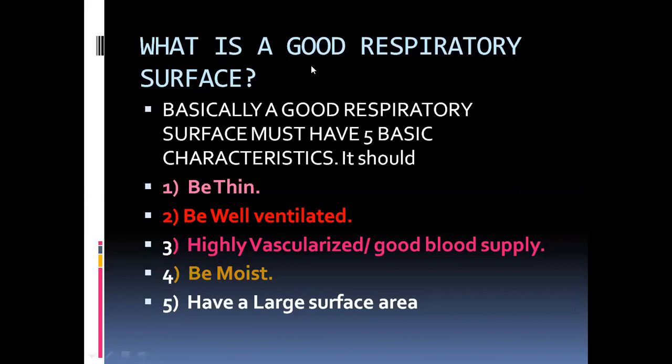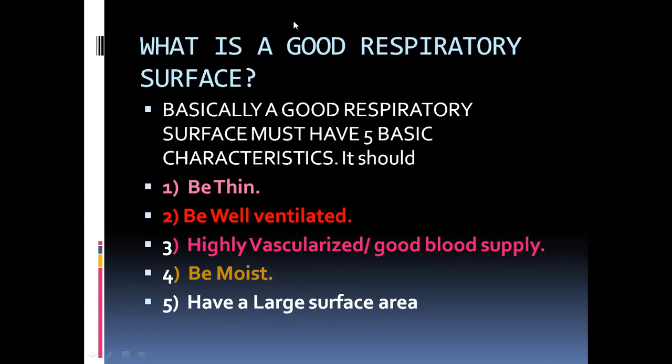What is a good respiratory surface? This is a short question in which you have to write all this that I have told you before this, including the slide also. Basically, a good respiratory surface must have 5 basic characteristics. Number 1, it should be thin. Number 2, it should be well ventilated. Number 3, it should be highly vascularized, that is, it should have a good blood supply. Number 4, it should be moist. And number 5, it must have a large surface area.